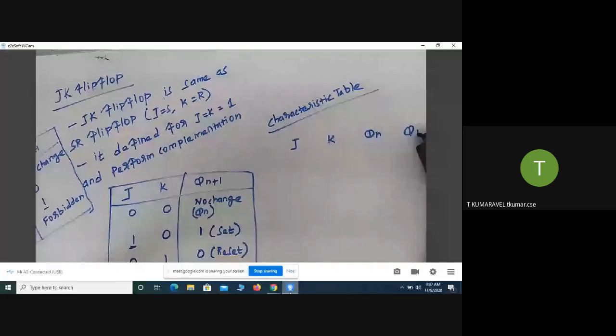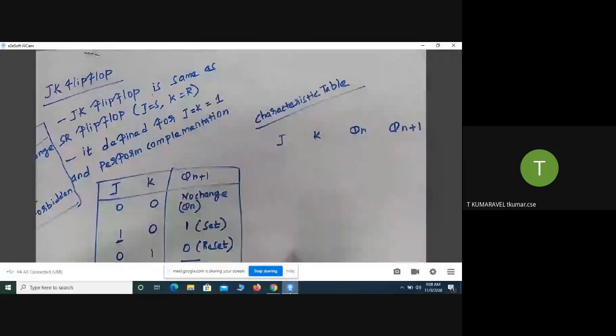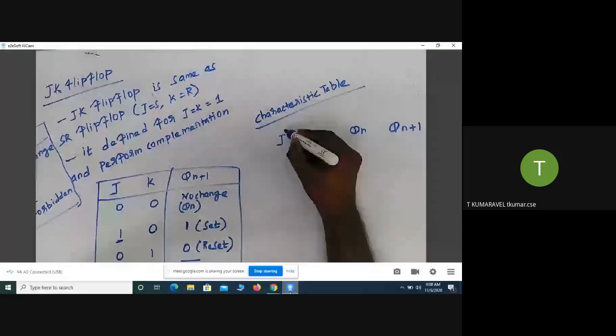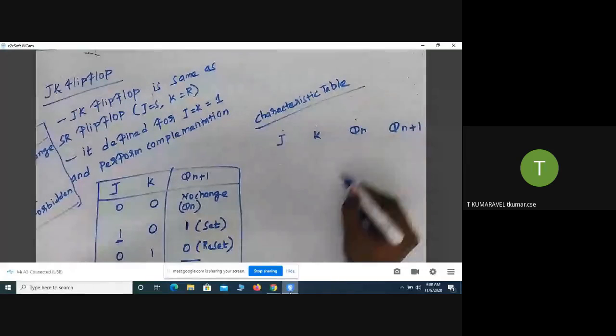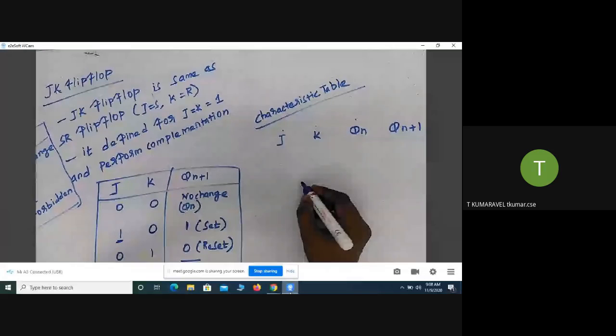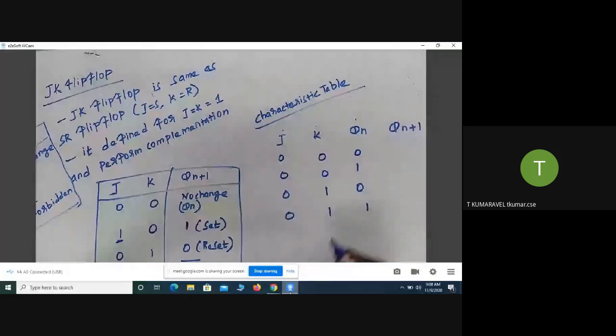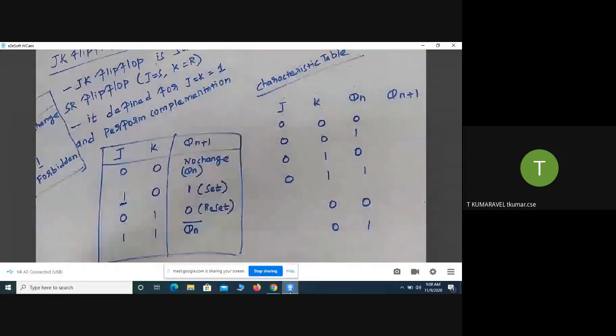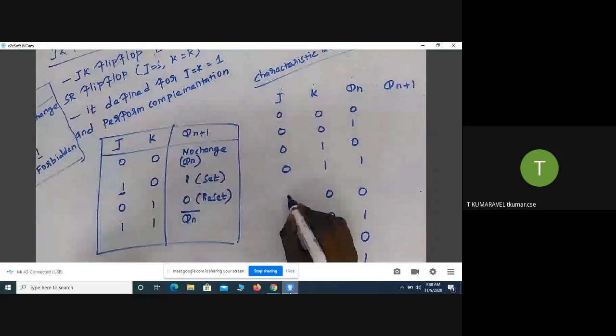So what is the meaning of the characteristics table? It tells the behavior of the flip-flop. I provide three inputs, J, K and the previous stage output, Q1. If I provide that, what is the next stage output? That is called a characteristics table. Here three variables are there, so how many input combinations are available? 8: 0 0 0, 0 0 1, 0 1 0, 0 1 1, 1 0 0, 1 0 1, 1 1 0, 1 1 1.